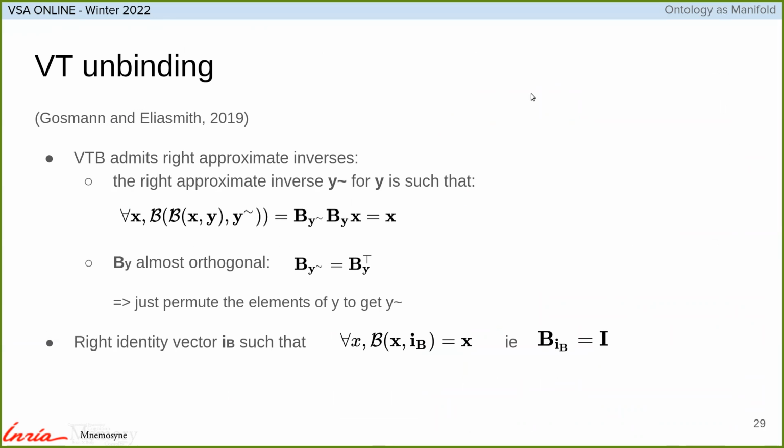Now, the unbinding, I didn't really go into the details either, but this operation admits right approximate inverses. And these approximate inverses are actually quite easy to find. We just need to permute the elements of a vector to get the right approximate inverse. Since it admits right approximate inverses, it also admits a right identity vector. This right identity vector is such that when you bind it on the left to the identity matrix, you will get the vector again. And the binding matrix associated to this right identity vector is the identity matrix.